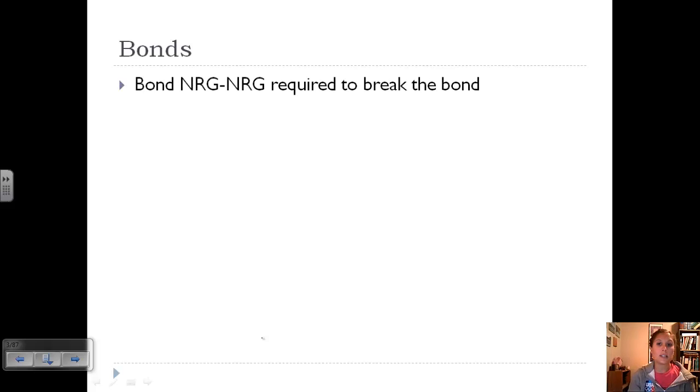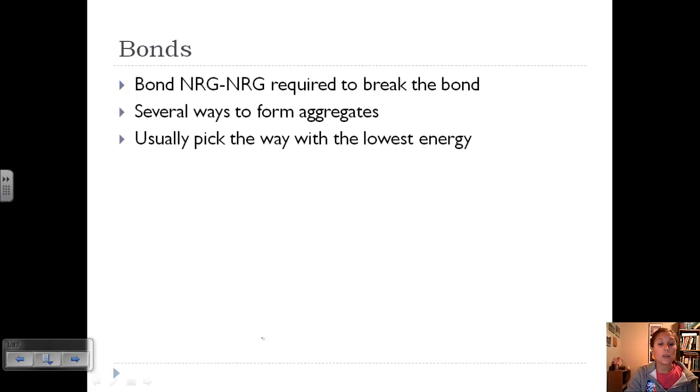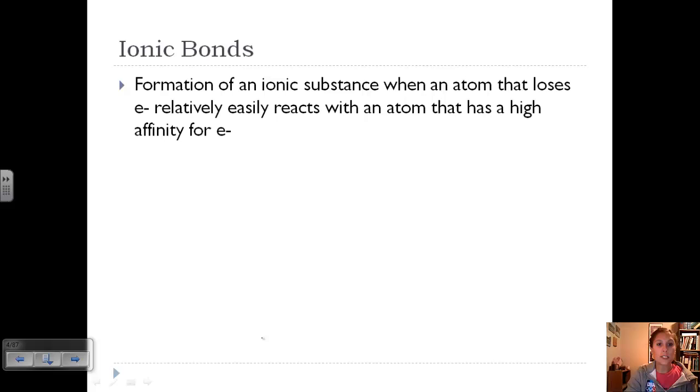So bond energy is the energy that's required to break a bond, and there are several ways to form these aggregates. And we usually want to pick the way with the lowest amount of energy, so it's kind of like the path of least resistance. So let's talk about some different types of bonds.